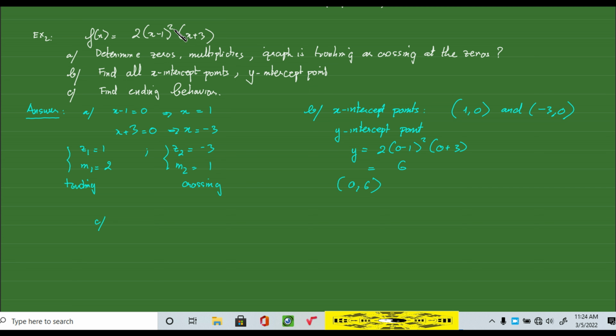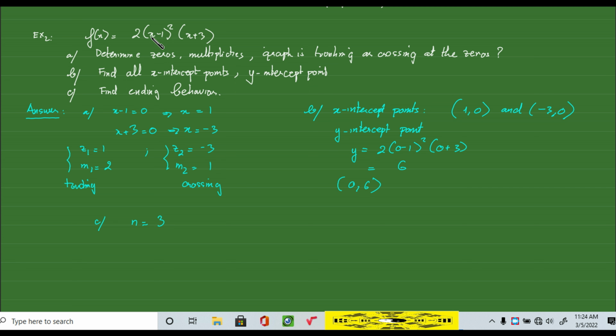You expand this. This is a second degree and this is a first degree. So when you expand it, the highest degree, which is the n value, over here is second degree and first degree over here. The highest degree overall is 3. Okay, the n value is 3.